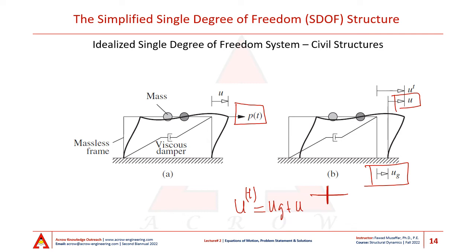And this can be very easily seen here. If I extend this line here, then this is simply ug, which is my ground moving relative to the stationary frame of reference, and this is u, which is the deflection of the frame relative to the ground. Now we need to keep this in mind when we consider our structures subjected to earthquake loading later during this lecture.